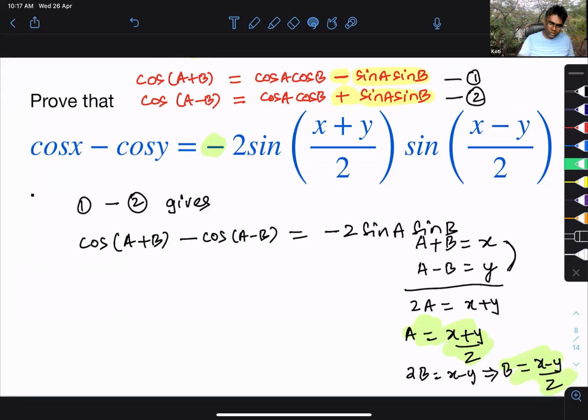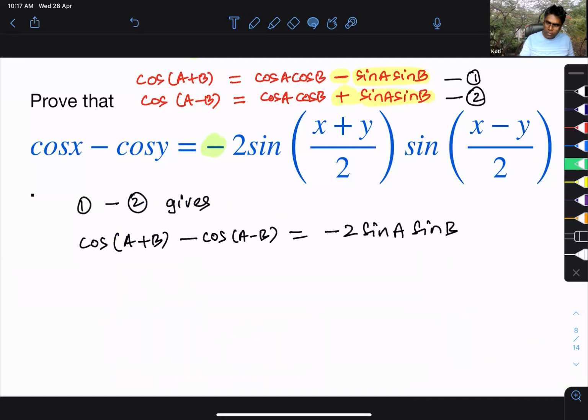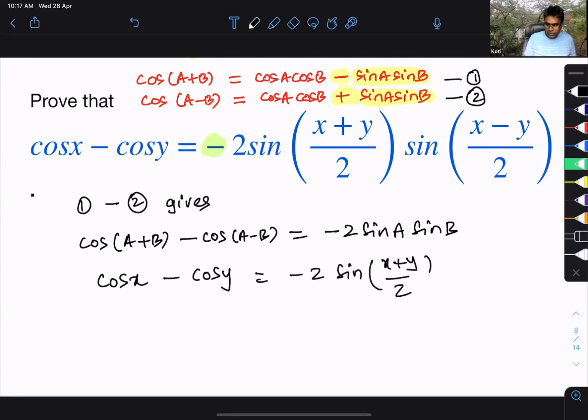So let's remove that. And then a plus b is your cos x minus cos y, and then minus 2 into sine of a is x plus y by 2, and then b is x minus y by 2. Okay, again, I'll pause here for a minute. Let me know if you have questions.